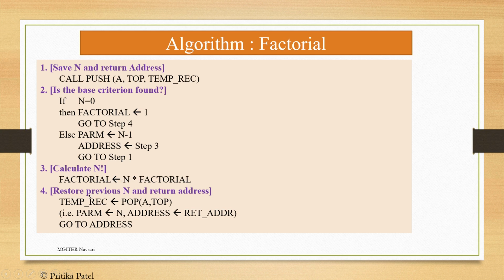Next step is restore previous n and return address. In this step we are going to pop the element from the stack. So pop A, that means A is our stack and the top element of the stack is deleted here, and in the temporary record the parameter is n and the address is the returning address, and then go to the address, whatever address we have given.